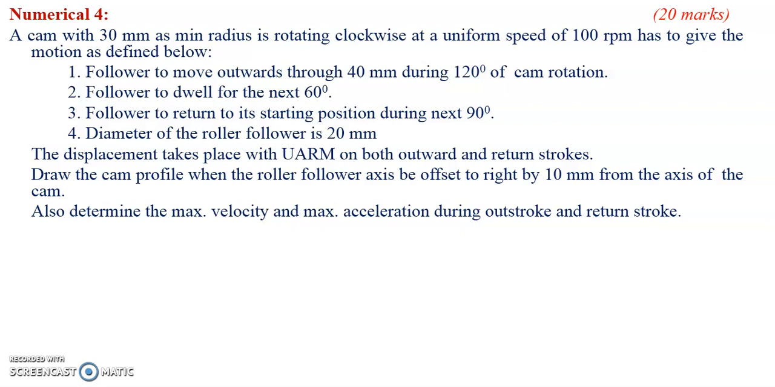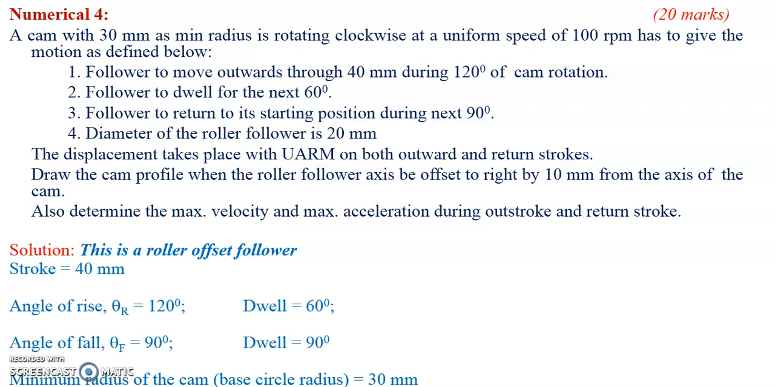So if you see, it's the same problem as in the last class, but here the roller follower axis is offset to the right by 10 mm from the axis of the cam. So we know that this is a roller offset follower, and again we have to first draw the displacement diagram and then draw the cam profile. These are the data we already know.